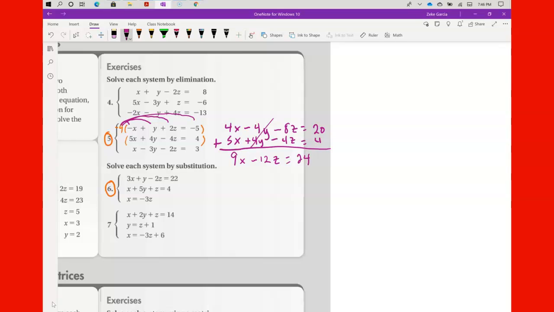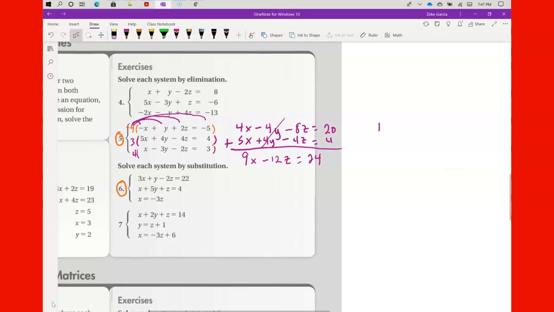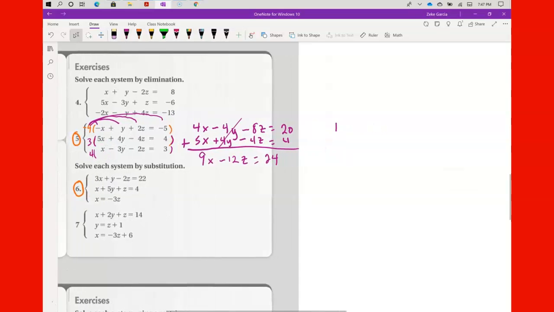Now you notice the second and the third equation, you probably want to multiply by 3 and 4, since 4 and 3 go into 12, so I'm going to rewrite it here on the side. 3 times 5x gives you 15x. I'm multiplying 3 times 4, which gives you 12y. And then 3 times negative 4 gives you negative 12z equals 3 times 4 gives you 12.